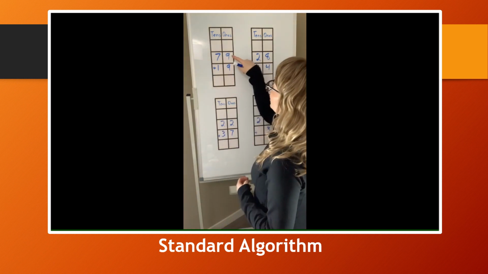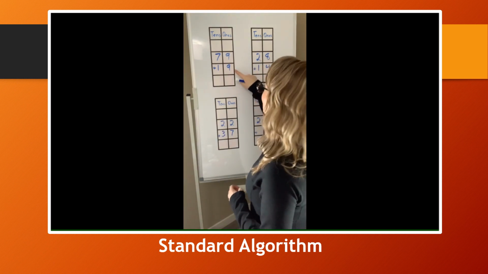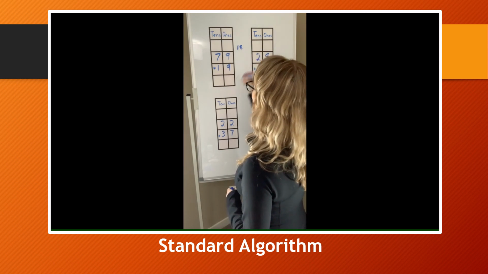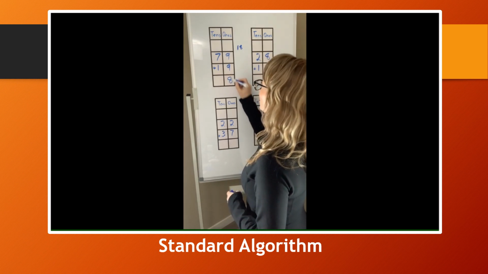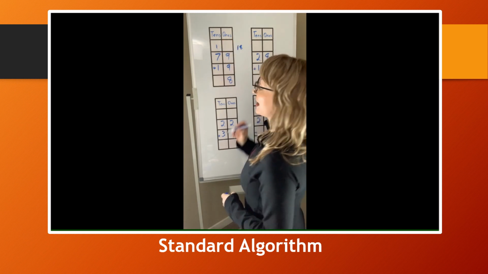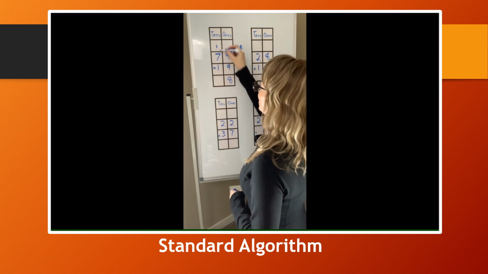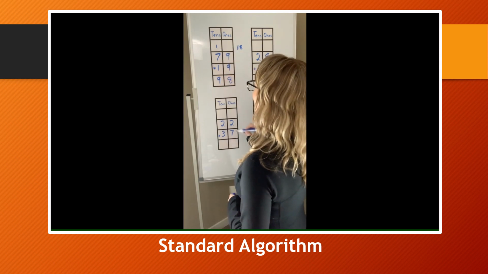So to add this, we start always with the ones. So 9 plus 9 is 18. So we're going to put the 8 on the bottom, which is the ones, and the 1 ten, we're going to move over to the tens. 7 plus 1 is 8, plus 1 more is 9.